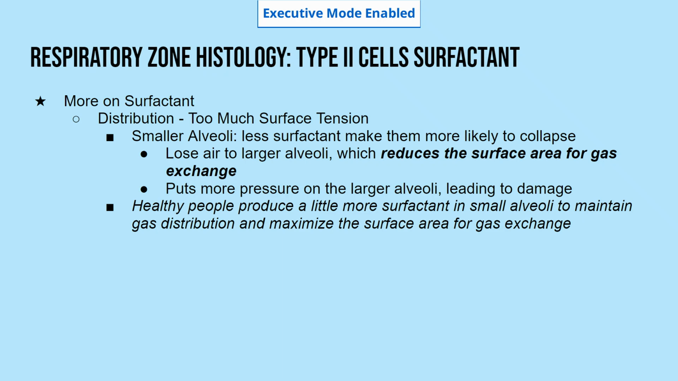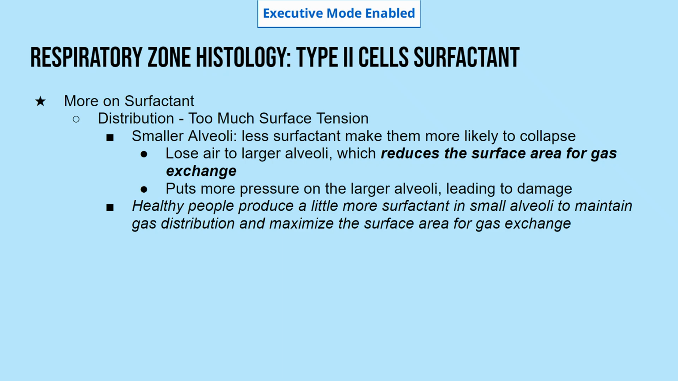So smaller alveoli have less surfactant, making them more likely to collapse. Then they may lose air to larger alveoli, which reduces the surface area for gas exchange. So basically that's saying that a smaller alveolus has less space for surfactant, which therefore increases its likelihood of collapsing.